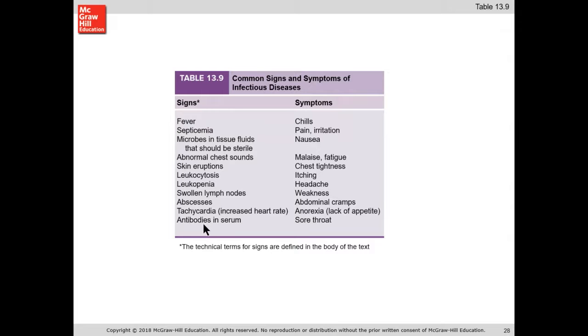Tachycardia, antibodies in the serum, so you can measure antibodies. Those are all things that you can measure from the outside. These ones are all how you feel. And of course there are more, but it's just a list. I'm not going to read through all of those because we all have those kinds of symptoms.